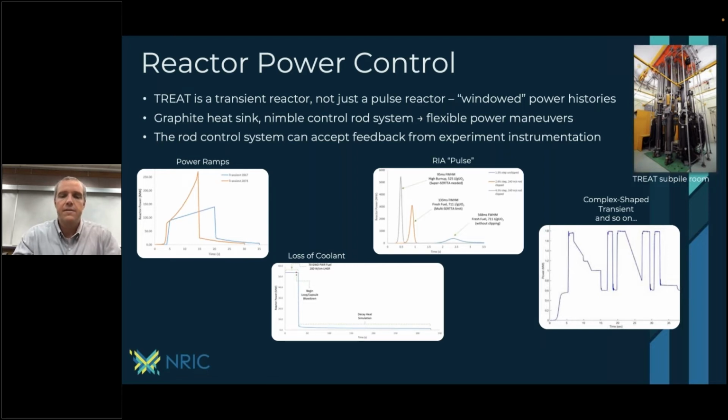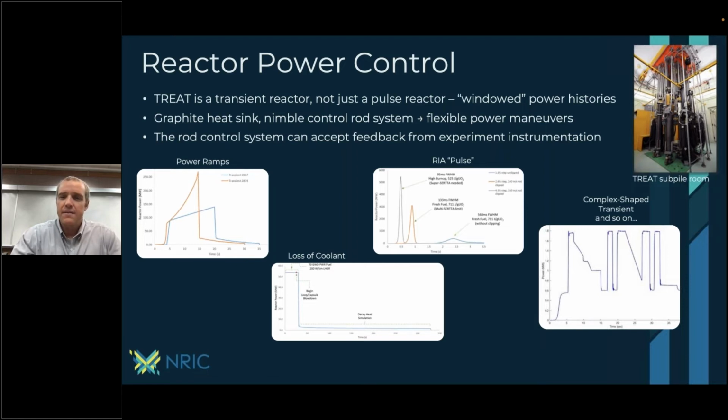There are any variety of other examples, but things from power ramps over several tens of seconds. We see things like this example of a loss of coolant accident, where you might be operating at some power level and then lose coolant, and also your power drops off significantly. Reactivity initiated accident type conditions, where you get some sort of a pulse. TREAT can do pulses as well. But then the chart on the far right is just a made up power history, to illustrate the point that really you can drive about any kind of power history that you want.